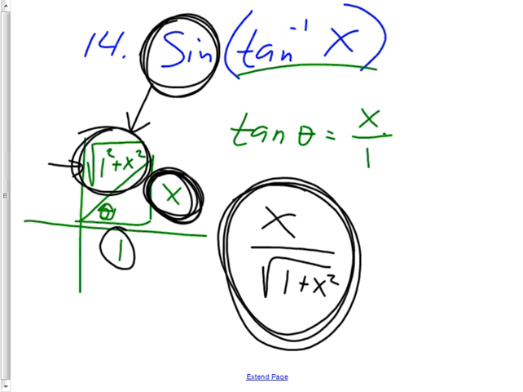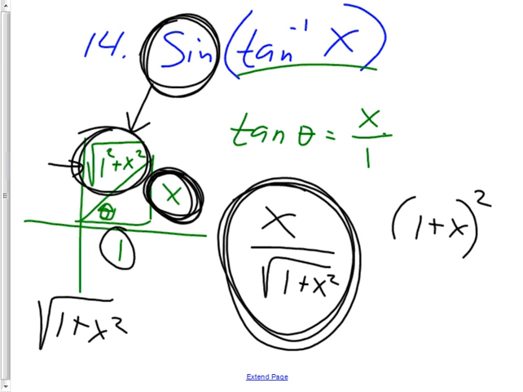Yes, sir? Oh, I get what you're saying. You're thinking that I can take the square root of 1 plus x squared and say it's 1 plus x, but it is not. That's a common misunderstanding. It's based on the same thing. 1 plus x quantity squared is not 1 plus x squared. Remember that one? Yep. It is the square root of 1 plus x squared.